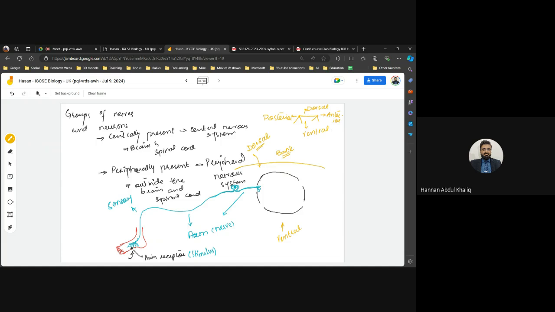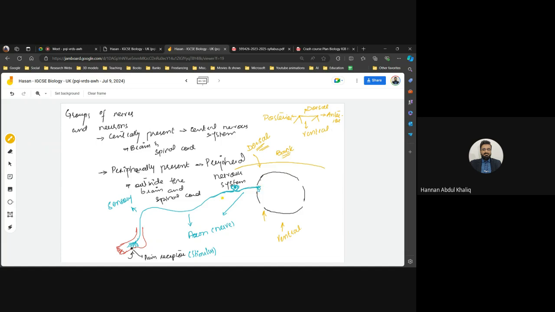Okay, so basically, the sensory neuron is entering into the spinal cord from the dorsal side. Remember, this is another opening. Two openings are there. One opening is this one, from which the sensory neuron is entering, and there is another opening. Now, this opening would be called ventral, and this is called the dorsal opening.